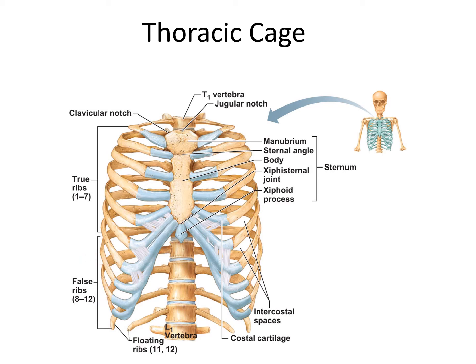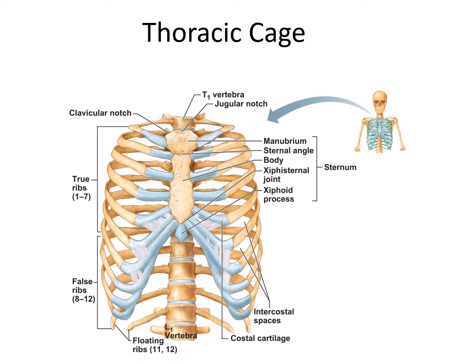Notice that ribs 11 and 12 don't articulate with anything on the anterior side. And so we refer to them as floating ribs. Now, technically, they are also known as false ribs. However, if I ask you what type of rib is this or this, 11 or 12, I'm not looking for false ribs. I'm looking for floating ribs. And that's the only thing I will accept. Are they technically false ribs? Yes. But what I'm looking for is you to know that these are floating ribs.